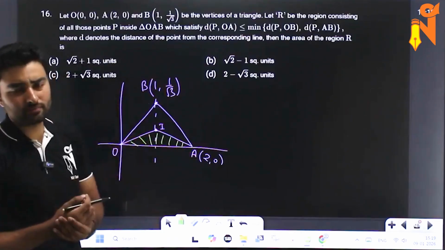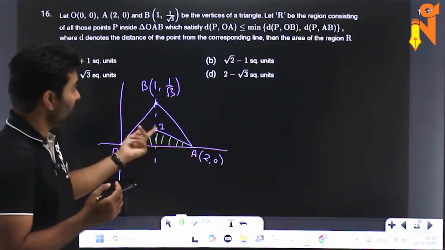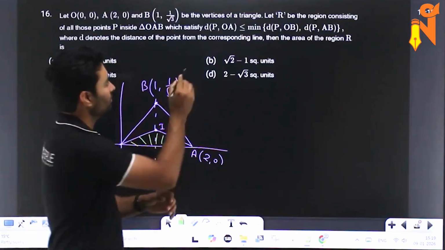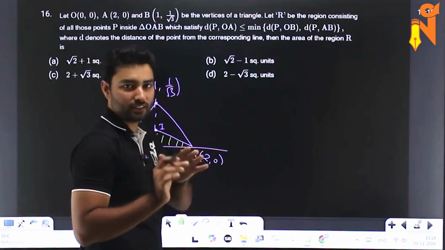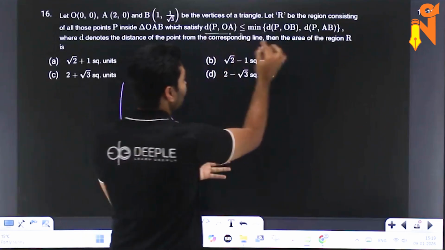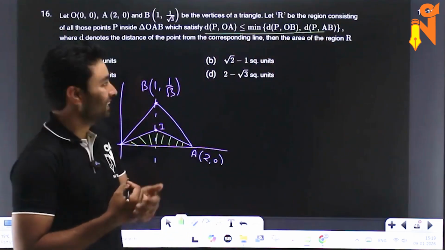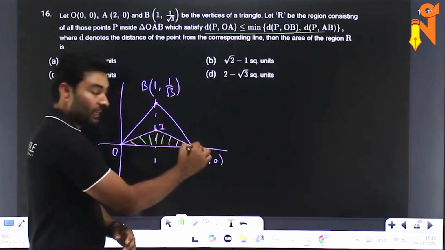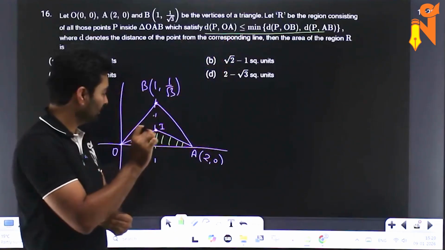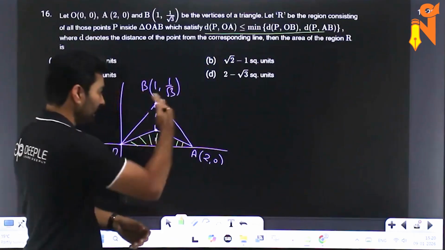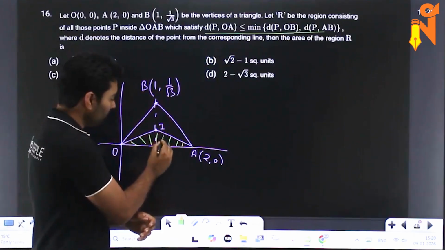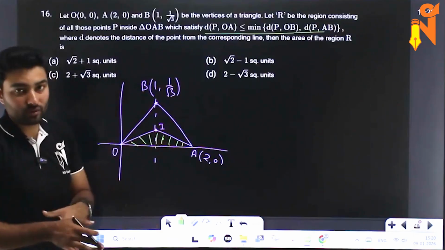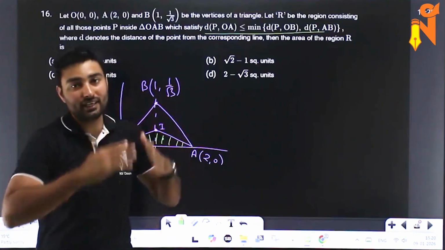If you check the condition, what is the condition here? Point P is moving in such a way that the distance from, so first of all, 90% of you can't understand this line actually, I know. So what is this actually? Point P is inside this triangle. Of the distances from each side, the distance from side OA is the minimum, if you compare with the remaining two sides.